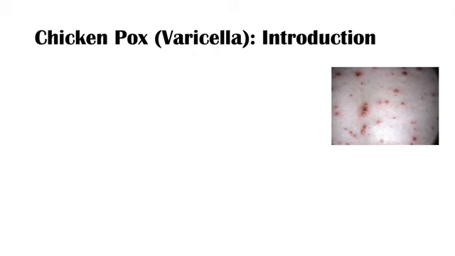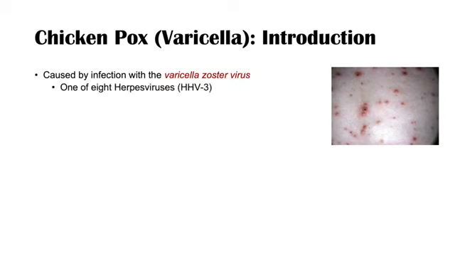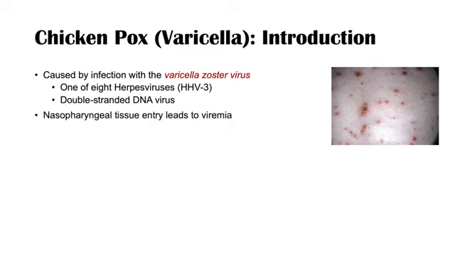So, chickenpox, as many of us know, is a very common condition that is caused by an infection with the varicella zoster virus. Varicella zoster virus is one of 8 herpes viruses, and it's actually human herpes virus 3. Varicella zoster virus is a double-stranded DNA virus, and the way this infects an individual is by gaining entry into nasopharyngeal tissue, eventually leading to viremia or virus in the blood.